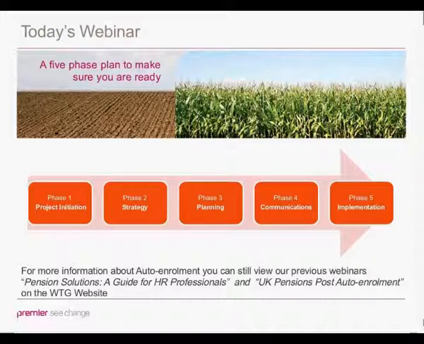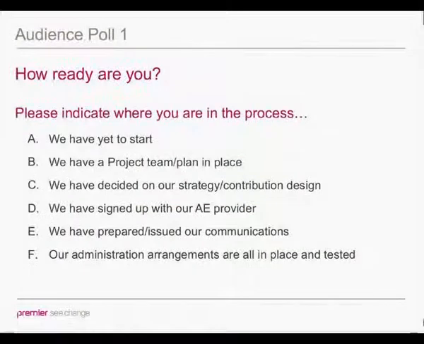So what we want to do today really is go through this process. And we'd like to start by finding out a bit from yourselves where you are in your auto-enrolment process. If you could, on this poll, click on the appropriate button to show where you are down the list in your process. So are you just about to start? You've got a project team in place, and you've got a plan in place. You've decided on your strategy and you're well in the process of deciding on the contribution design. You've got all your providers in place, or maybe you've got as far as doing all of that and done your communication, or you're up and running. If you could just click on the appropriate button where you are in that process down on the right-hand side, give us a feel for what your views are.